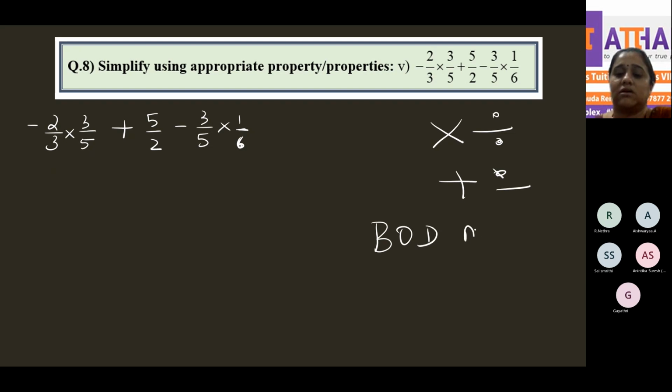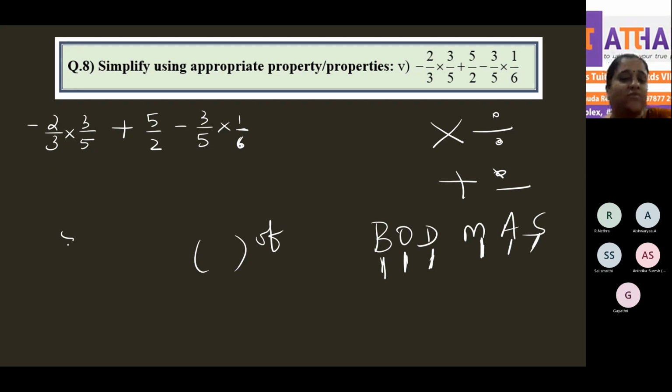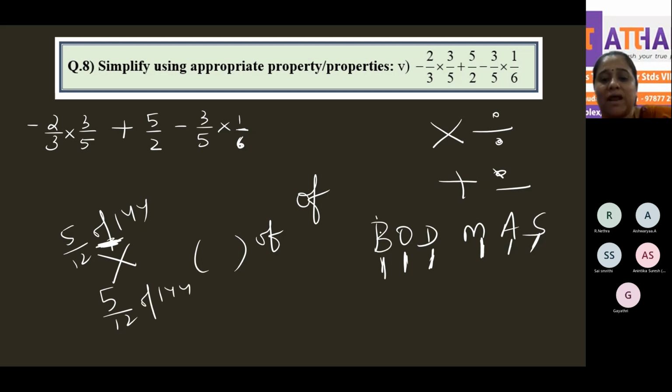BODMAS: brackets, of, division, multiplication, addition, subtraction. Brackets. Then "of", like we say, 5/12 of 144. This "of" in mathematics, not English "of". It's English "of", but in mathematics it means multiplication. Find 5/12 of 144, that "of". Brackets, of, division, multiplication, addition, and subtraction. So division and multiplication dominate addition and subtraction.